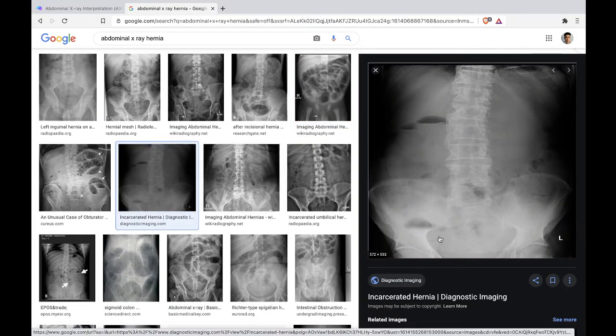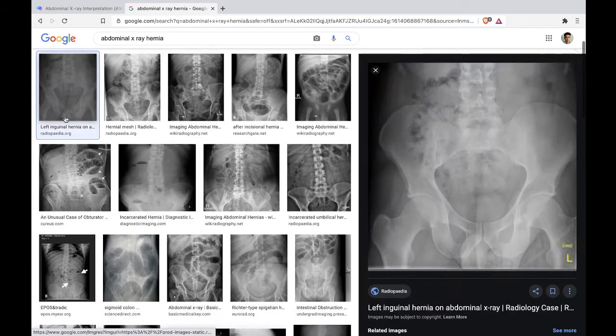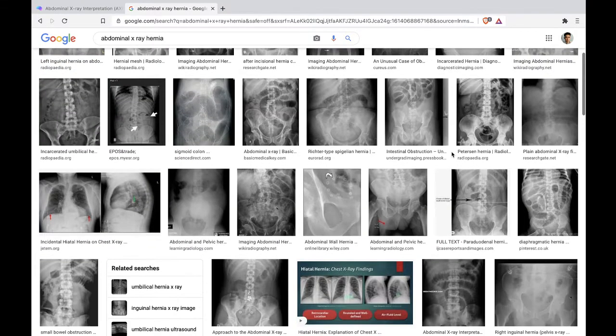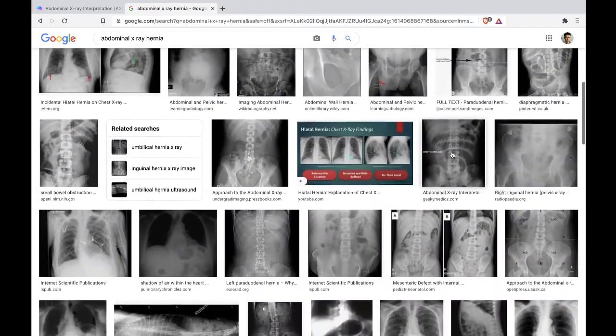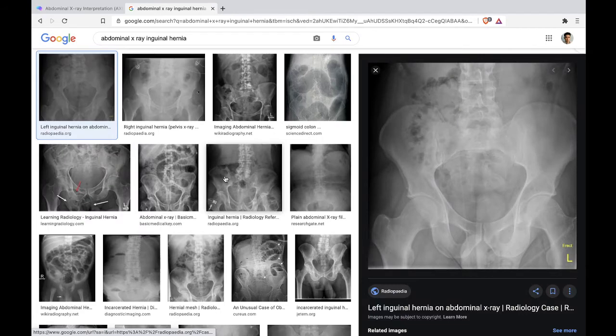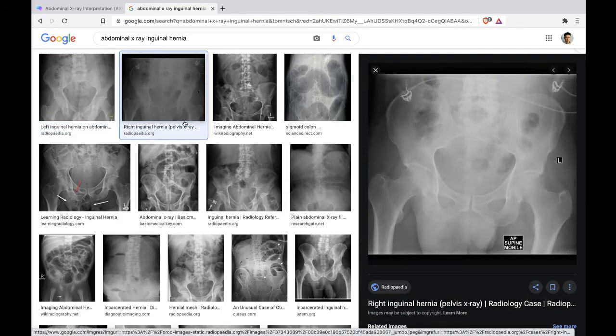This one is not adequate exposure. I think you can't see below. Can't see the femurs. This one you can see the femurs, but I'm not sure where to look for the hernia. Let's see. Inguinal hernia. Okay. Same picture as just now. This is the right inguinal hernia. Where is it? You know, the eyes don't see what the mind doesn't know.